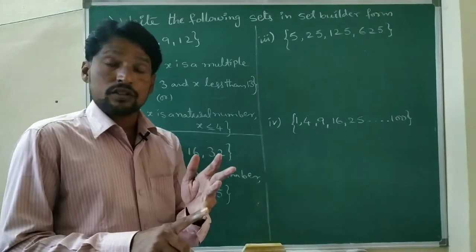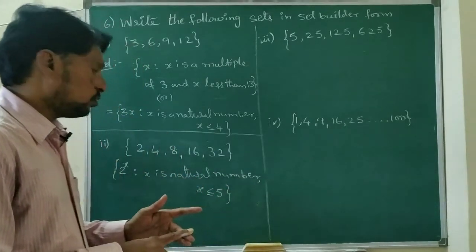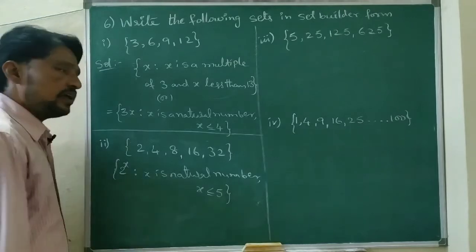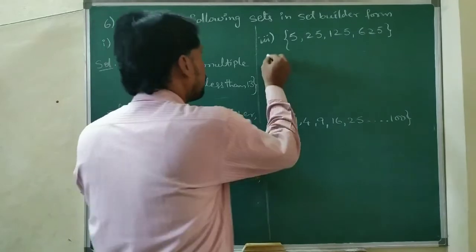2 power 1 is 2, 2 power 2 is 4, 2 power 3 is 8, 2 power 4 is 16, 2 power 5 is 32 we are getting. So this is the set builder form of the given roster form. Next, the third one.